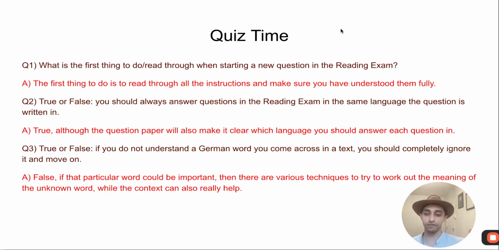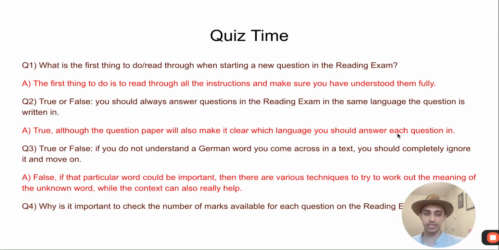This is actually false. If that particular word could be important or seems like it is important, then there are a few techniques, as I showed you just now, to try and work out the meaning of the unknown word. The context is also key. That can also really help. You may not need to implement strategies if the context makes it quite clear to you what that word is likely to mean. Of course, if it's not important or relevant to one of the answers, then you could just skip over the word and ignore it to some extent.